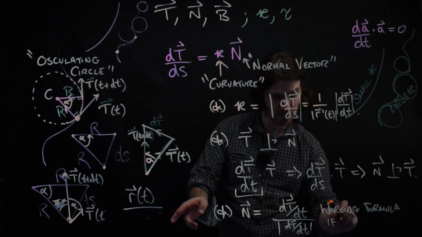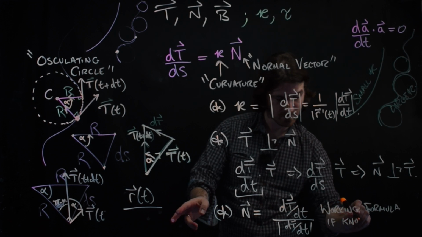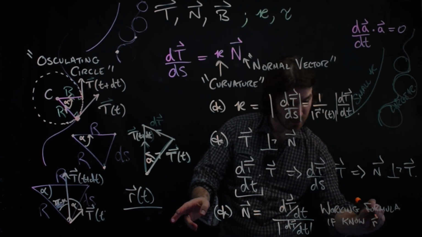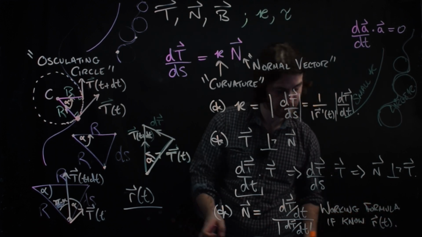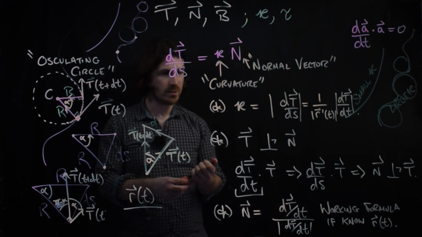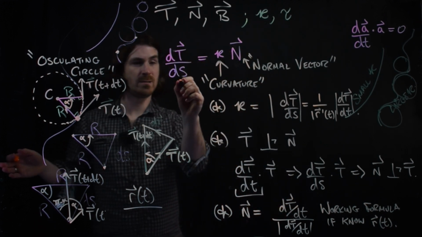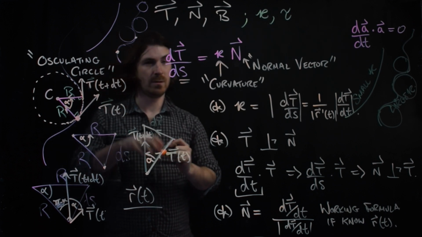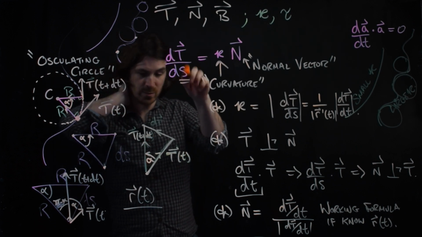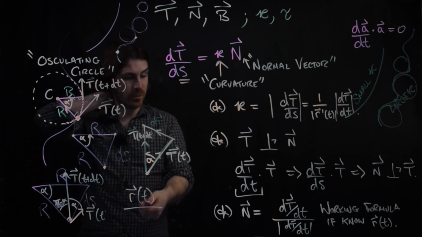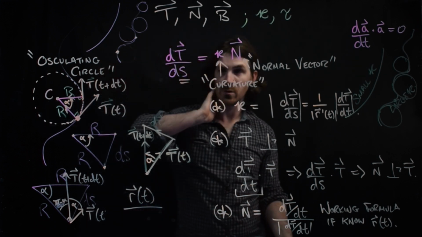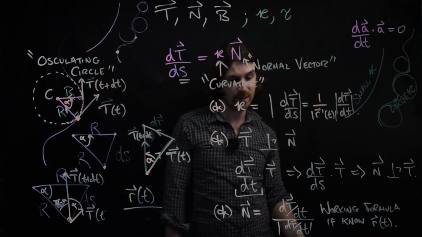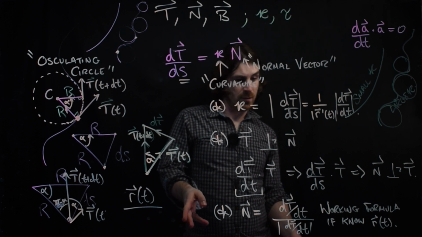If we know r as a function of t. Everything's defined in terms of s, but in general, our curves won't be defined in this natural parameter s, but just some other parameter t. So we always want to think about how we get from s to t.